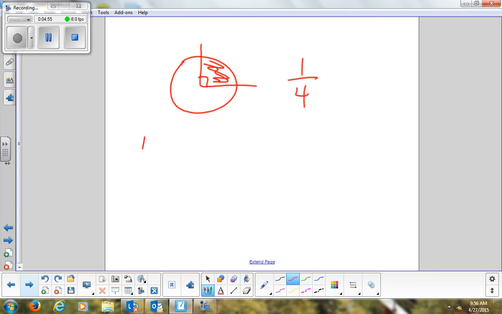So now I need to figure out what degrees that is. So I have 1/4. And I need to get it to, what's my bottom number here? 360 to find out how many degrees there are. Okay, that's what I want to find out. How do I solve that?